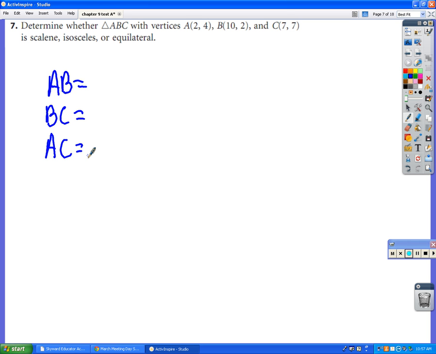Okay? So the distance formula says this is going to be one leg of the right triangle. What's the length of that leg? 8. This is going to be another leg of the right triangle. What's the length of that leg? 2. So 8 squared plus 2 squared is 68. So the distance from A to B is going to be equal to the square root of 68.